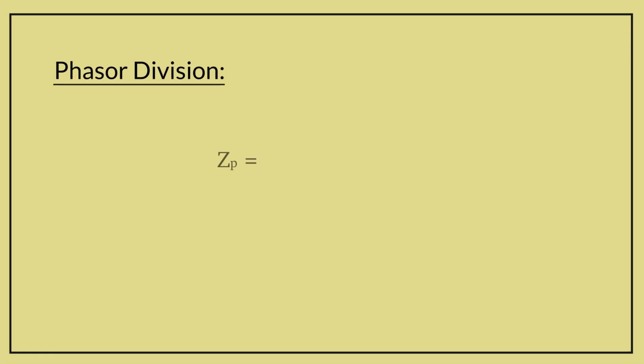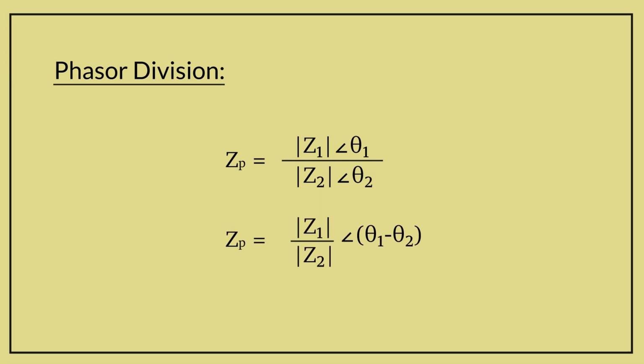Moving on to phasor division, when two phasors Z1 and Z2 are divided, then the new phasor will have a magnitude equal to the division of the two phasor magnitudes, while the argument angles will be subtracted. Well, that's all the phasor algebra that there is. Easy, isn't it? I have made a summary table for your convenience.